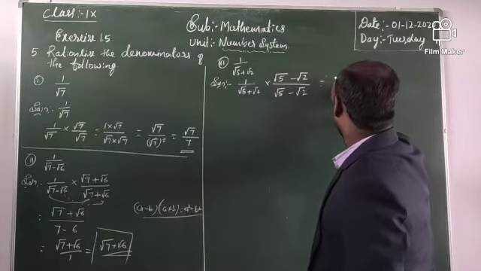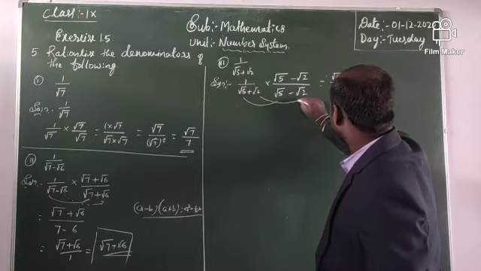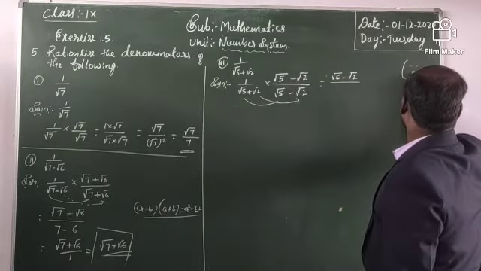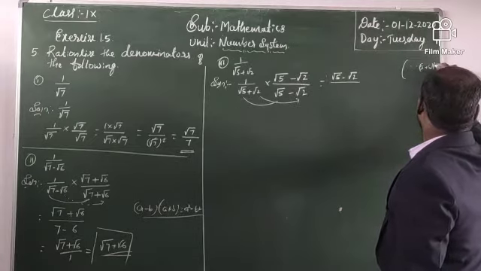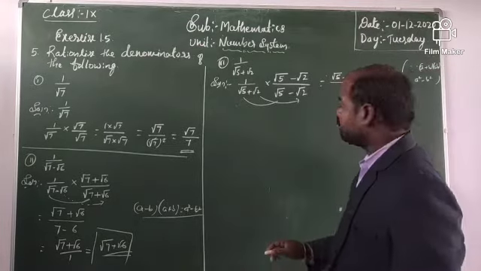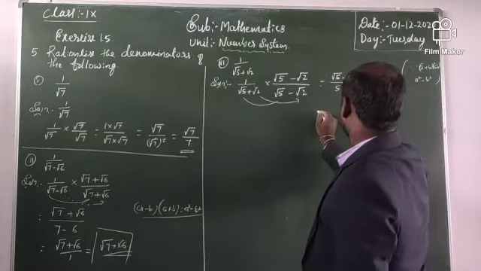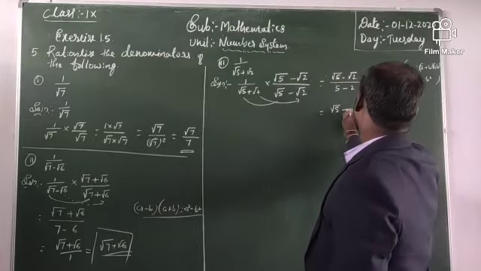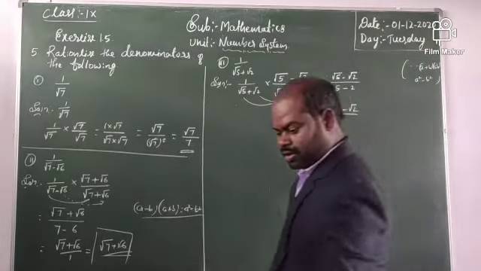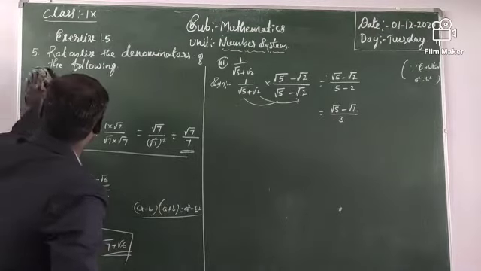Okay. Here also, multiply by root 5 minus root 2. Here say it is A, it is B. A plus B into A minus B is equal to A square minus B square. Therefore, root 5 minus root 2 over 5 minus 2, which is equal to root 5 minus root 2 divided by 3. Okay, children, so hope you all understand.